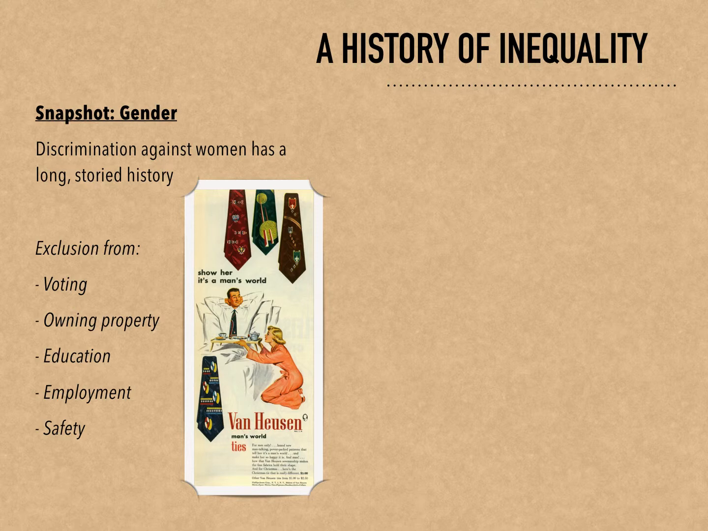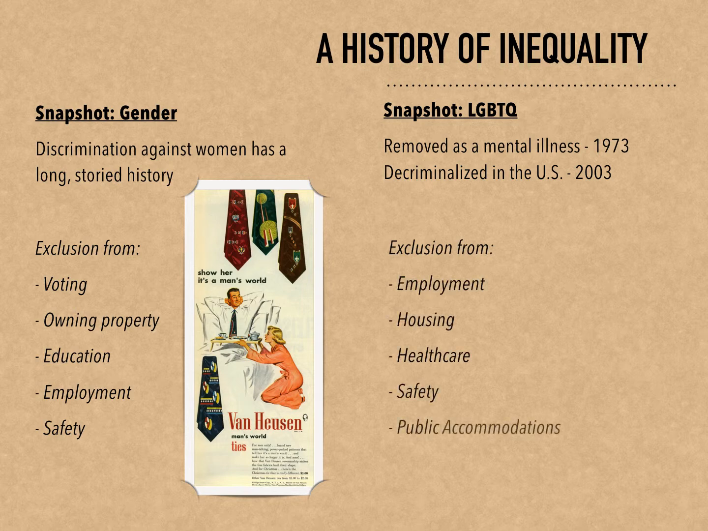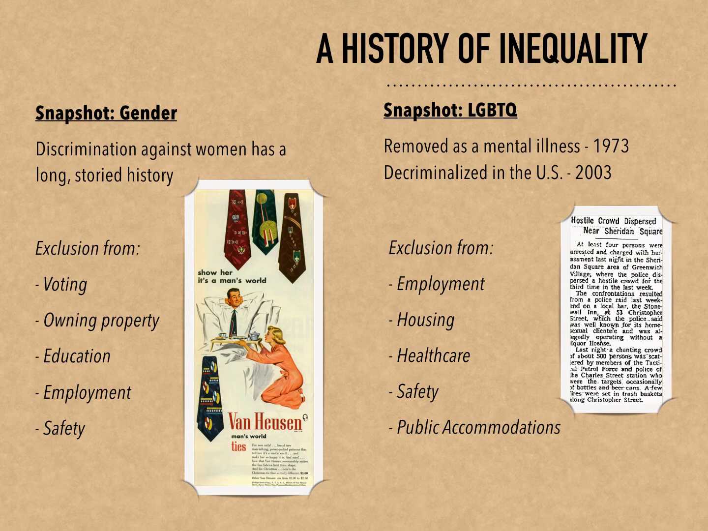LGBTQ individuals have also faced a number of barriers to equality. Being LGBTQ was considered a mental illness until 1973 and was also a crime in many parts of the United States until 2003. Because of these statuses, LGBTQ people faced exclusion from gainful employment, fair housing, as well as access to health care, public spaces and accommodations, and safe environments. Despite some recent progress at the political level, LGBTQ people are still denied access to many of these areas affecting their livelihood.